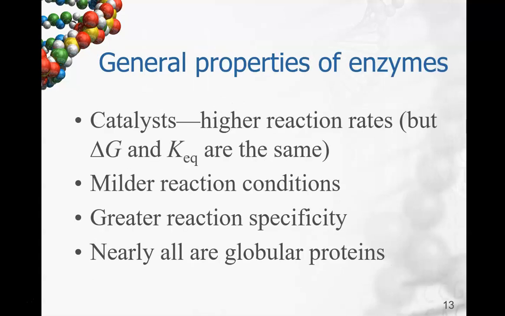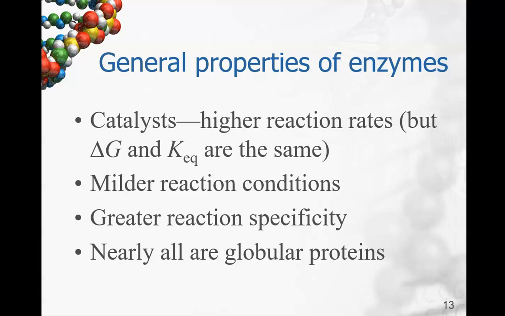So let's segue from there into general properties of enzymes. Enzymes are catalysts. Their reaction rates are higher, but it's important to note that the free energy values and the equilibrium constants for the reactions are the same with and without the catalyst. You just get there faster. We accomplish the reaction in milder reaction conditions. It's not like being in an organic chemistry lab where you can add a strong acid or a strong base as a catalyst. We have to do this at pH 7.4.